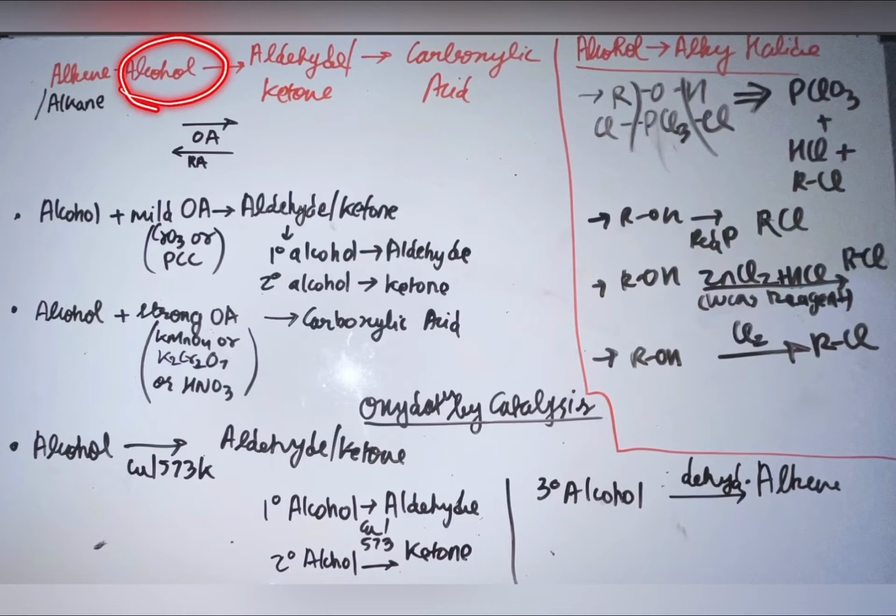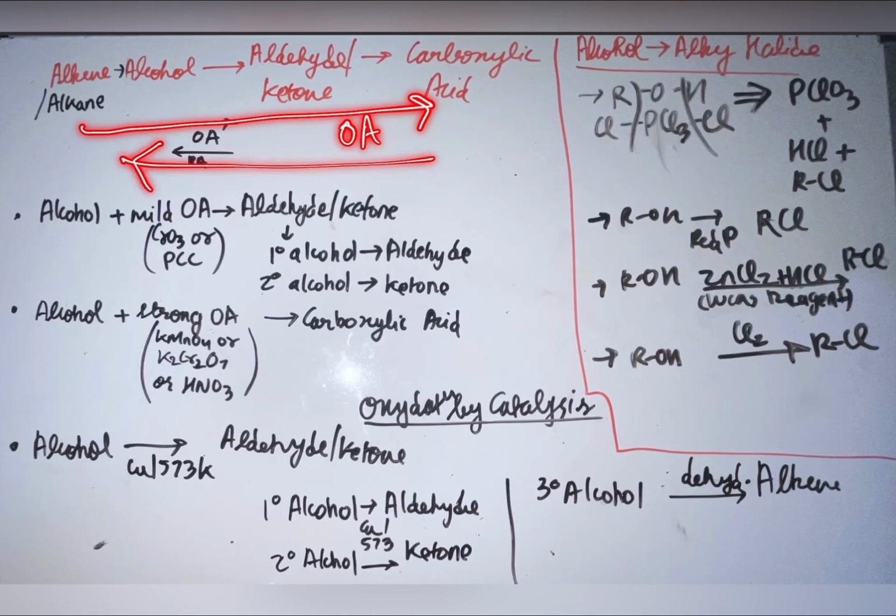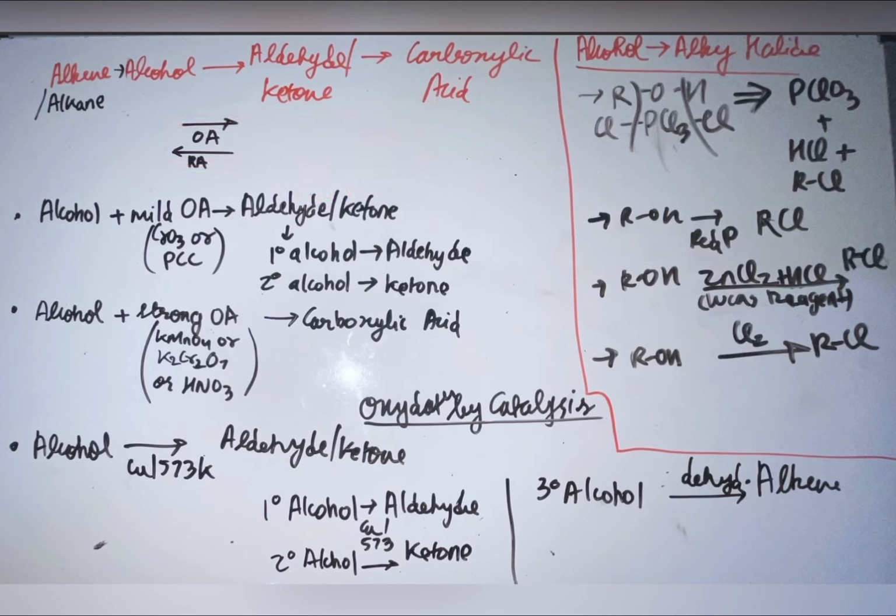When you have alcohol, you can prepare alcohol from alkene, and then alcohol to aldehyde or ketone, and then aldehyde or ketone to the carboxylic acid. How do you do this? You go from here to here, oxidation, and in the reverse you do the reduction. Alcohol plus a mild oxidizing agent, basically you are going this side, so it will give you aldehyde or ketone. But on the same alcohol, if you use a strong oxidizing agent, then you will get the carboxylic acid.